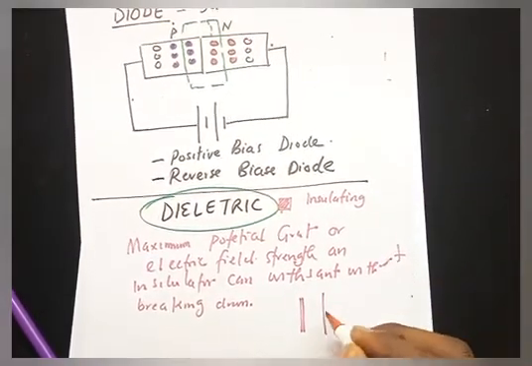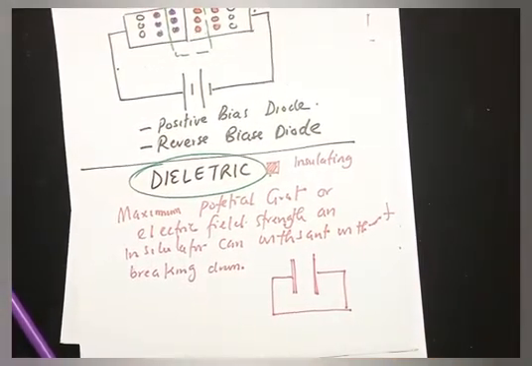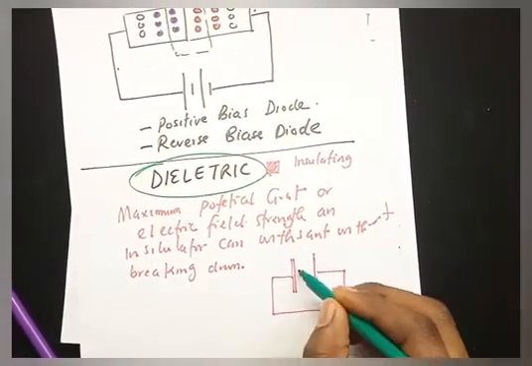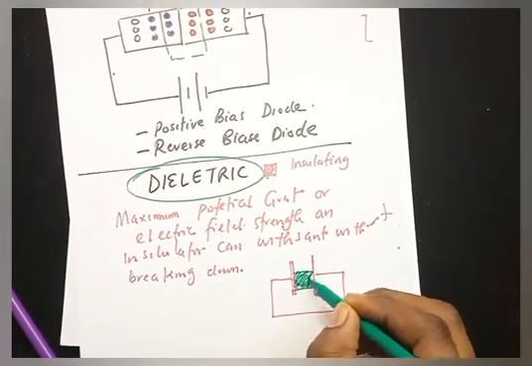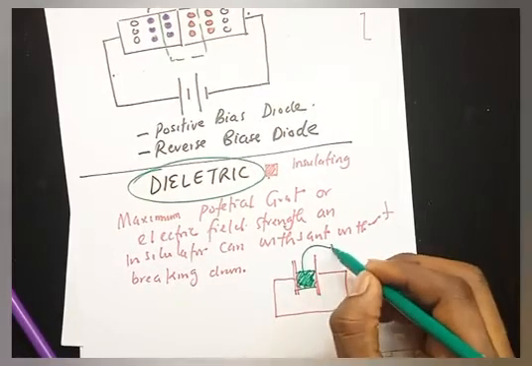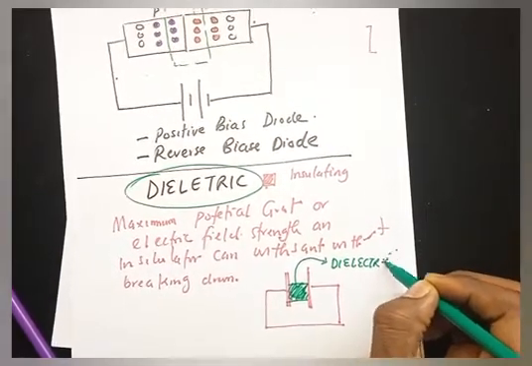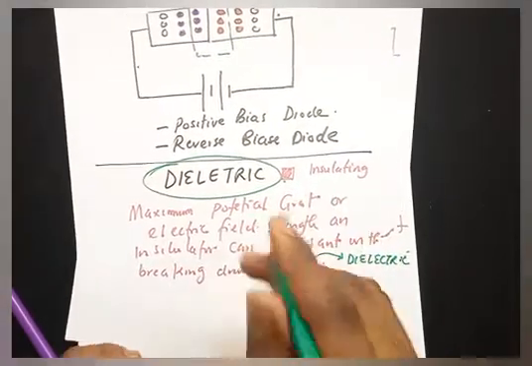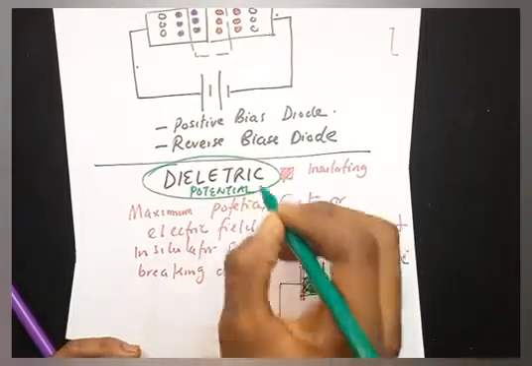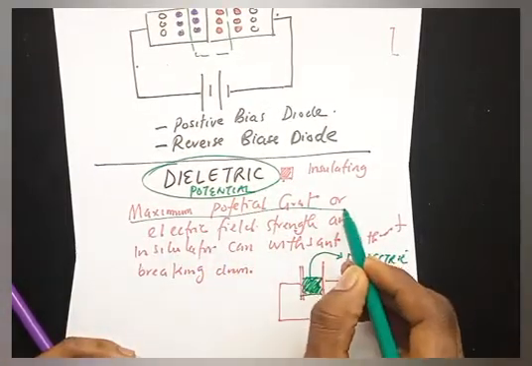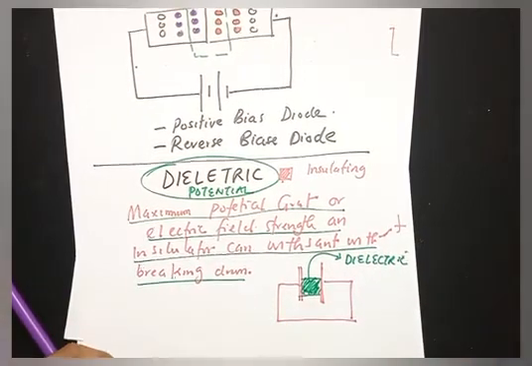So if this were a capacitor, hope you can see this, and I put an insulating material, this green, between this capacitor, this insulating material is called a dielectric. Now, what is all this in red that I've written? What I've written in red here is what we call the dielectric potential. A dielectric potential is the maximum potential gradient or electric field strength that an insulator can withstand without breaking down.